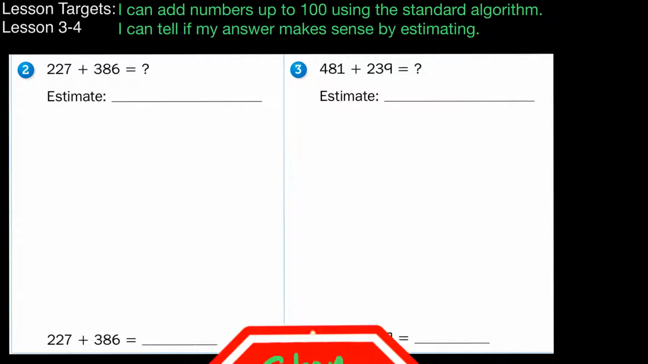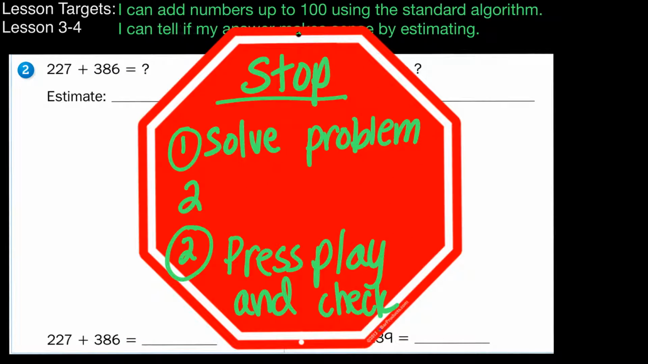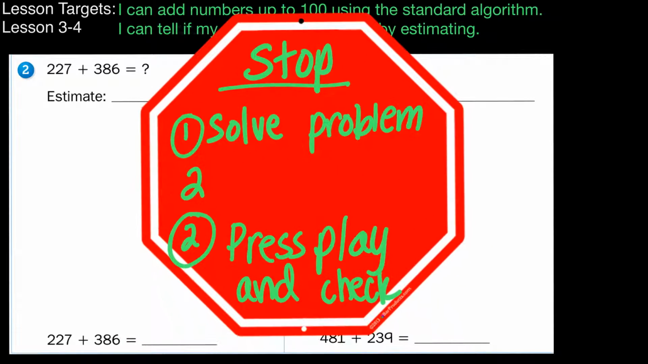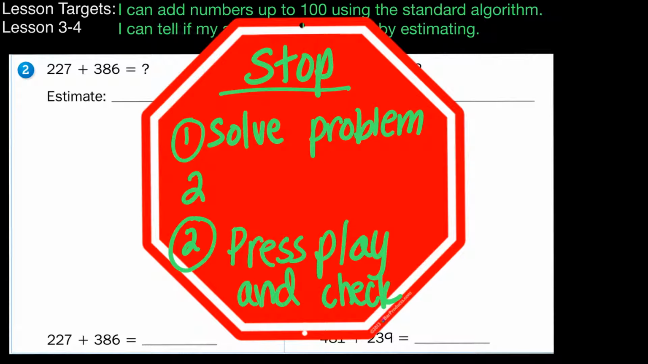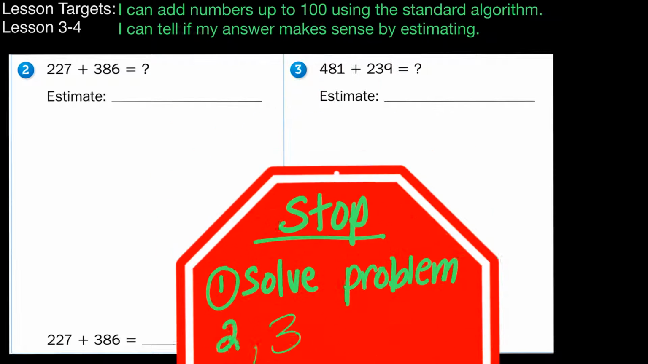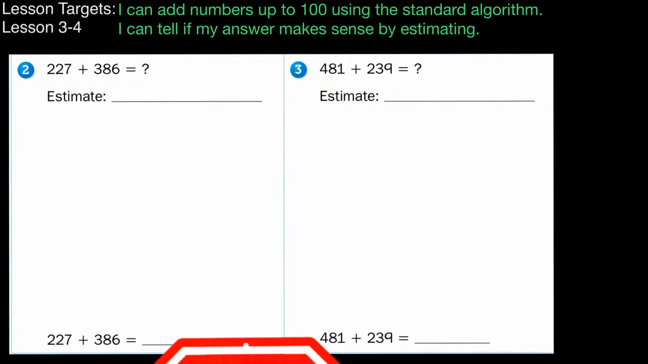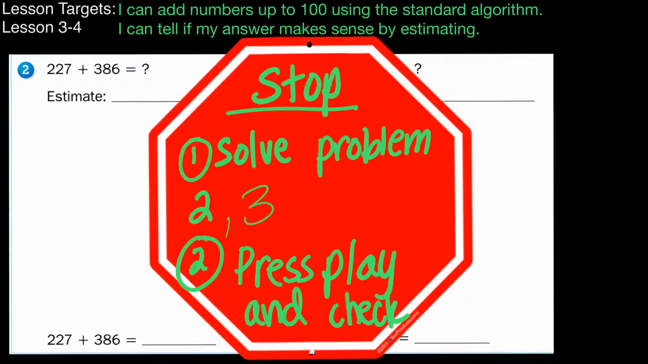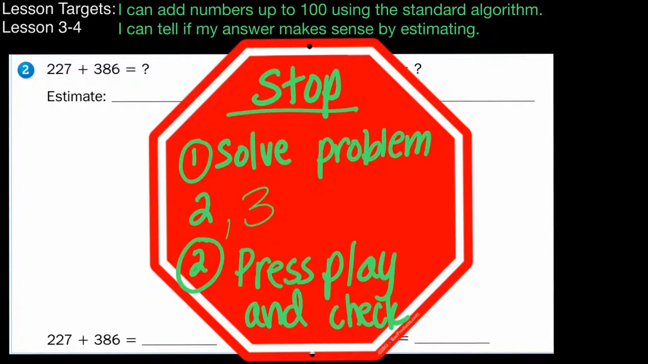At this point, I want you to stop, solve problem 2, and actually also solve problem 3 as well. So you're going to solve problem 2 and 3, the ones that are right here on that page in your math journal. And when you're finished, press play and check. When I check these, I'm going to move pretty quickly. So once you're done, just press play.